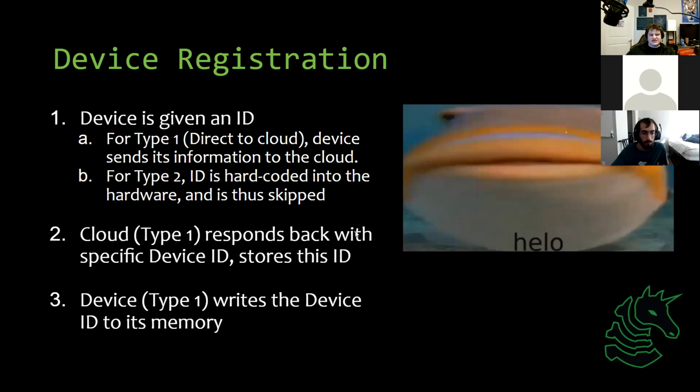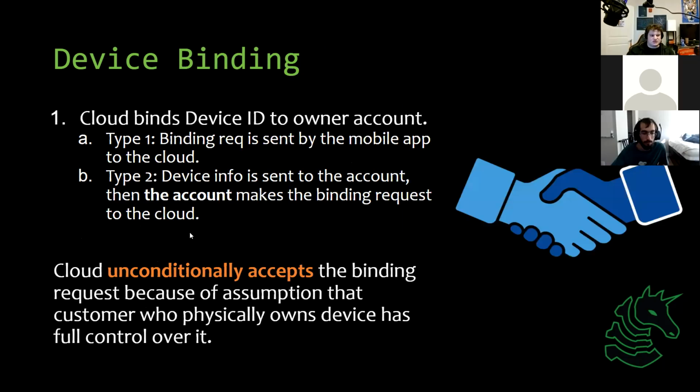So the third step is device registration, where the device is given an identity. For type 1, the device sends its information like its MAC address to the cloud, and the cloud will give it an identity. Whereas in type 2, the ID is hard coded, and the process is just skipped completely. So for type 1, the cloud will respond back with the device ID and also store that ID associated with that information. And then the device will write that ID to its memory, because again, it has the computational power to do that.